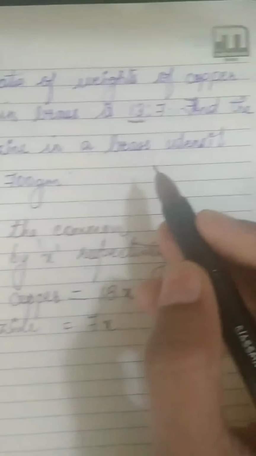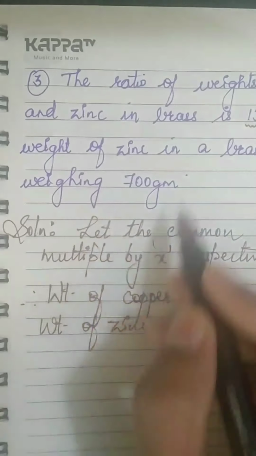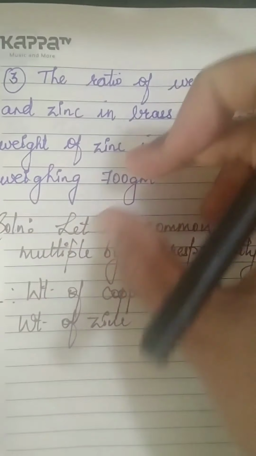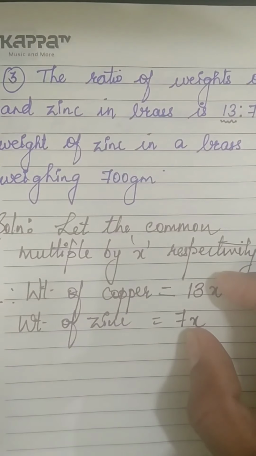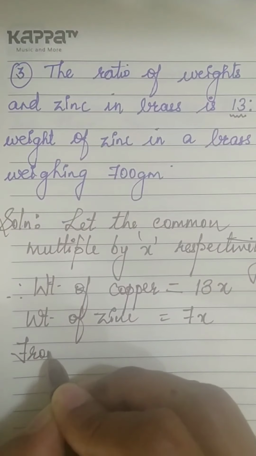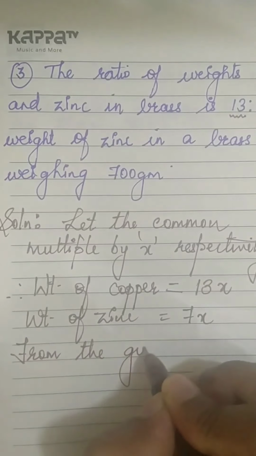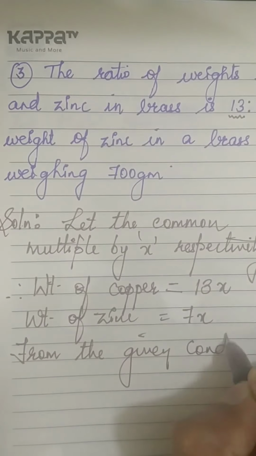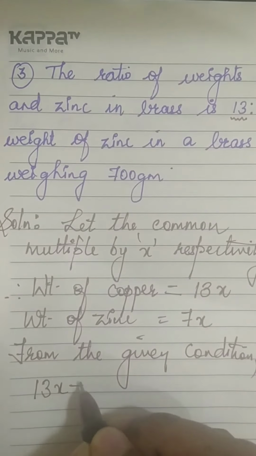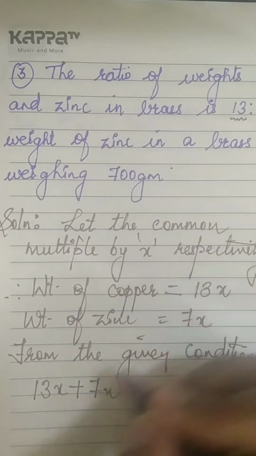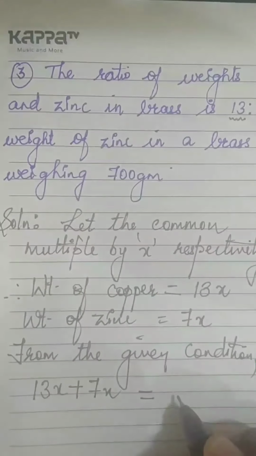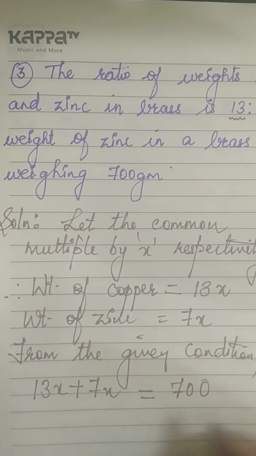Find the weight of zinc in the brass utensil weighing 700 gram. Total weight of the utensil, that is, if you add these two, you will get 700 gram, because by mixing both you have the vessel. So next step we'll write, from the given condition, 13x plus 7x. Copper and zinc, if you mix, you get the brass utensil, and that brass utensil weight is 700 grams.